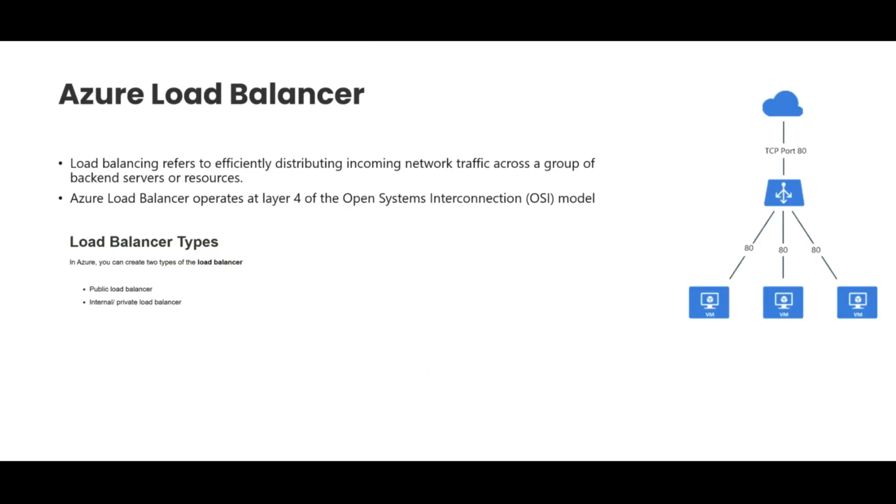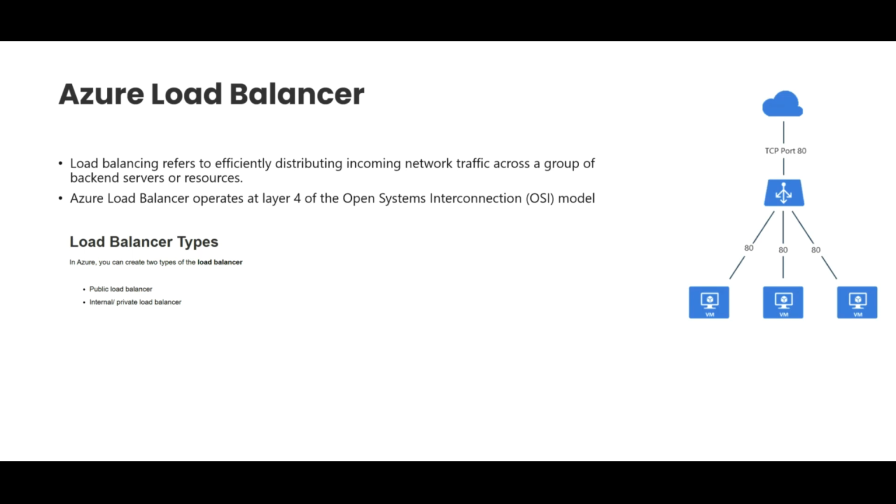So basically, load balancing refers to distributing incoming network traffic across a group of backend servers or resources. Azure Load Balancer will help you distribute the traffic to the backend servers. It works on layer 4 in the OSI model, which means TCP and UDP level.